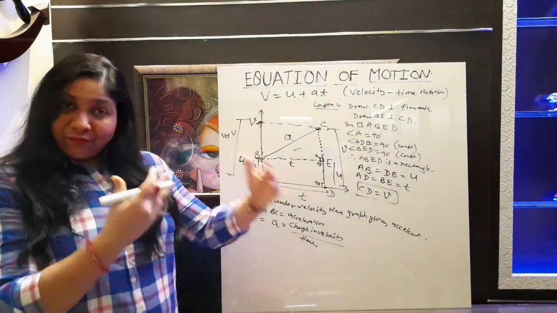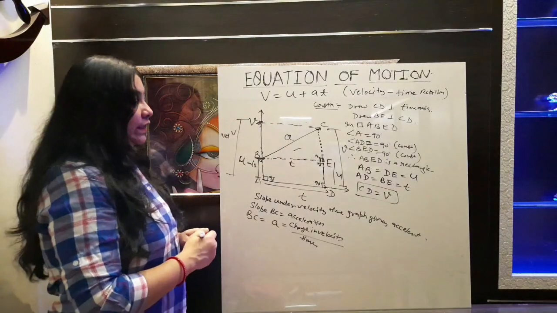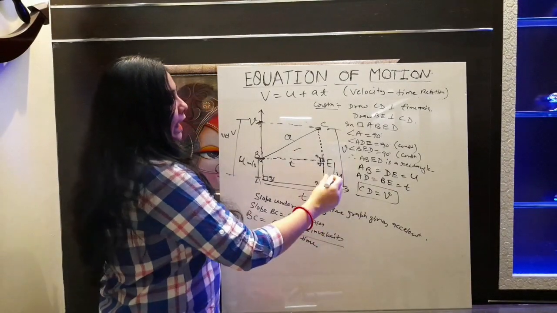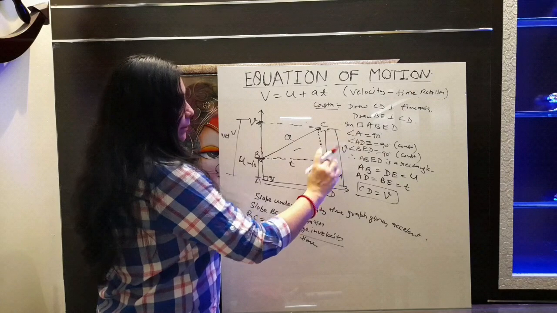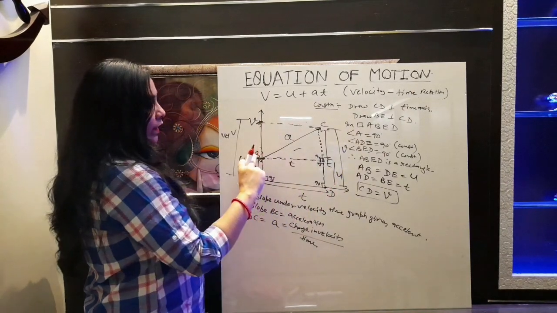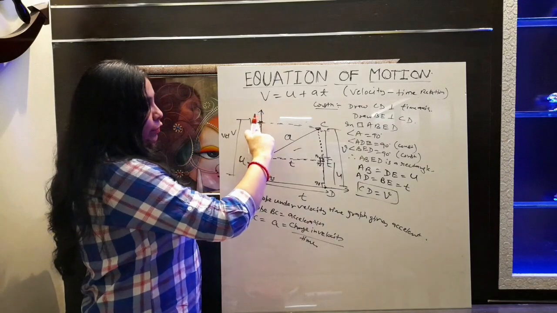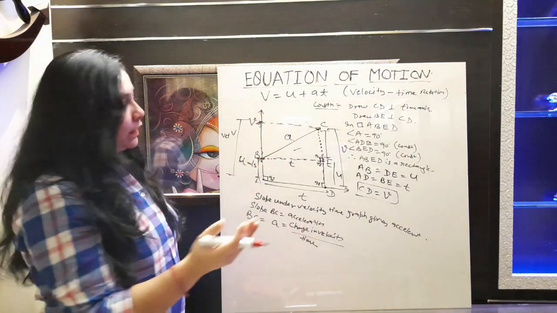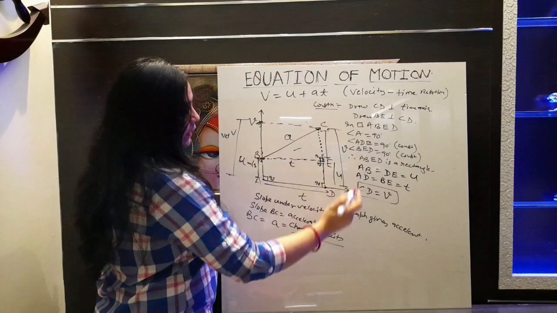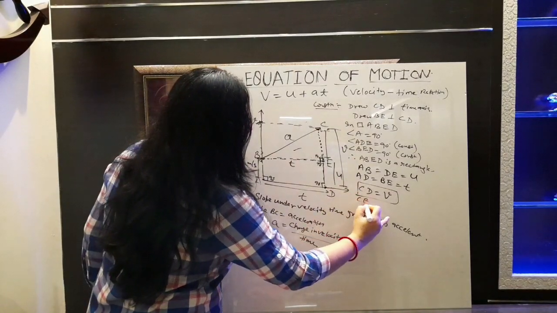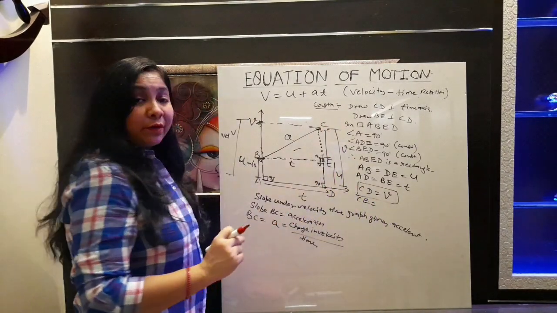What does change mean? Final minus initial. So what is the change in velocity here? For that we need to find CE. This part is the change, because the body was at U meter per second here and then it became V meter per second. So this part will show you the change in velocity. This part is equal to CE. Now I'm going to find the value of CE.